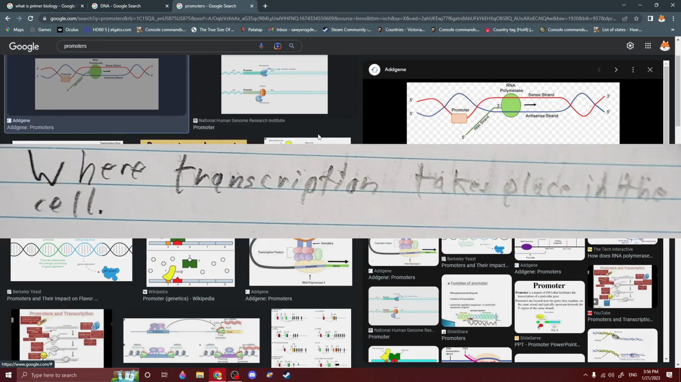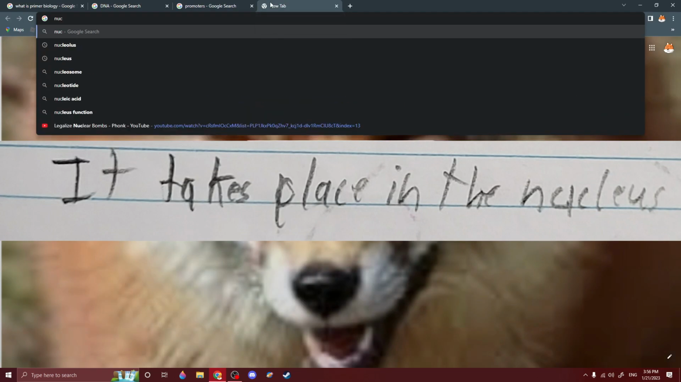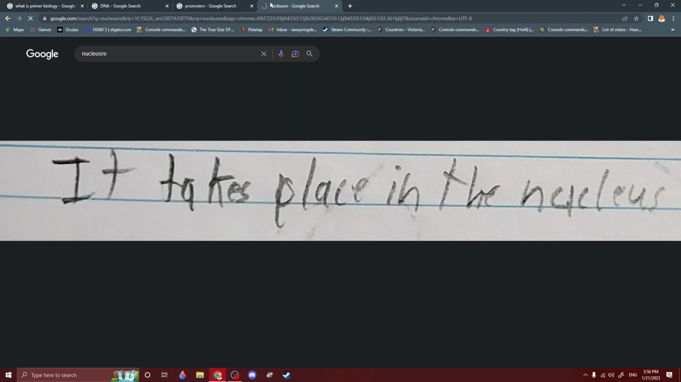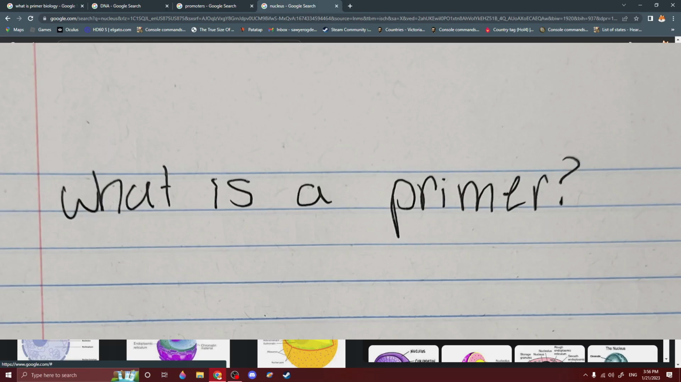Replicating. Where does transcription take place in the cell? It takes place in the nucleus. Right, this thing right here. What is a primer?